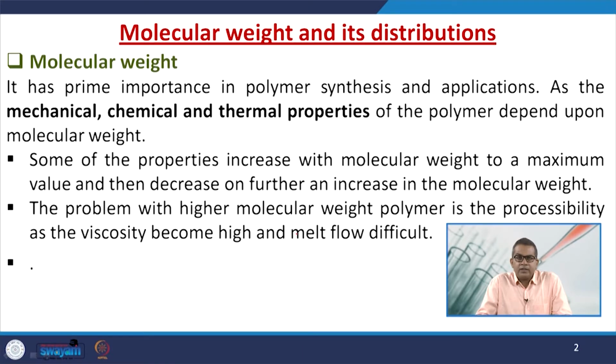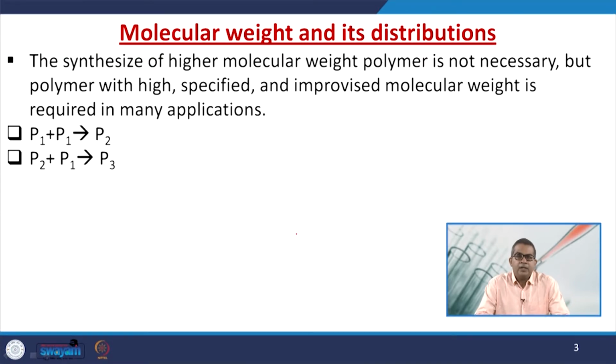So, we go ahead with this molecular weight approach in this segment, and we discuss the various kinds of molecular weight and how it is distributed among the different types of systems. We will discuss that in due course of time. Now, the synthesis of higher molecular weight polymer is not always necessary, but polymers with a specified and improvised molecular weight are required for many applications. Now, why am I saying that polymers do not possess any kind of fixed molecular weight?